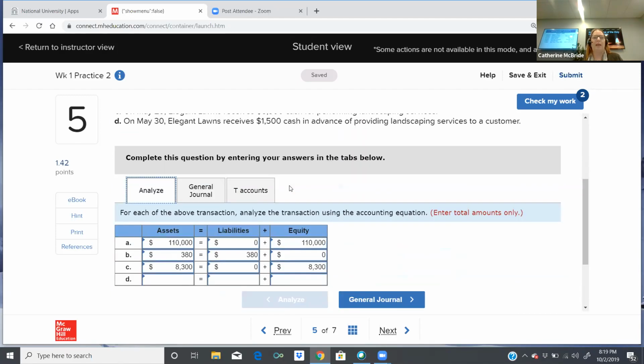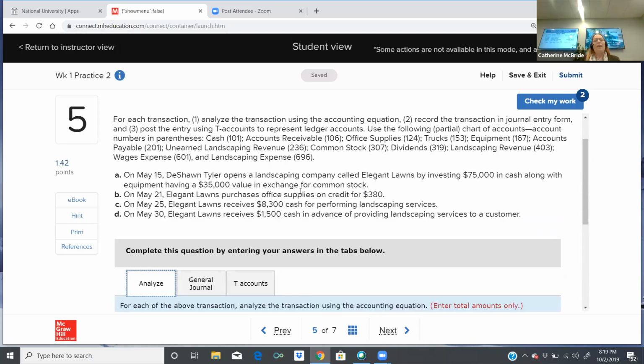All right, last entry. I'm going to go back to the very last entry, D. On May 30th, Elegant Lawns receives $1,500 cash in advance of providing landscaping services to a customer. So what does that mean? So they gave us a $1,500 check, but have we performed any services yet? No, they paid us in advance. They gave us the money, but we haven't done anything for it. So we don't have revenue because we haven't done anything. So what are my two accounts? One of them's cash, but what's the other one?